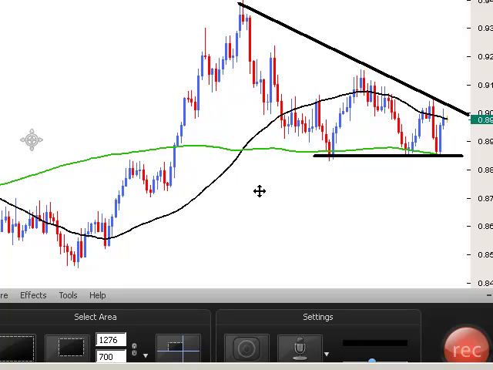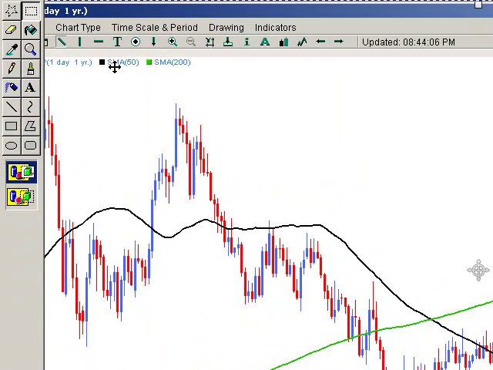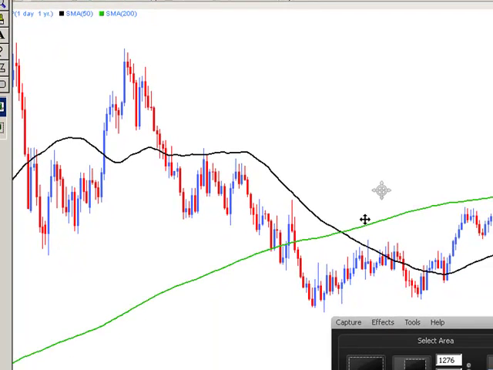The power of moving averages and also tight consolidations, how they can tip you off to huge breakouts to come. You'll notice the black line is the 50 SMA, simple moving average, on the daily chart here of Euro Pound, and the green line is the 200-day SMA, simple moving average, on Euro Pound.